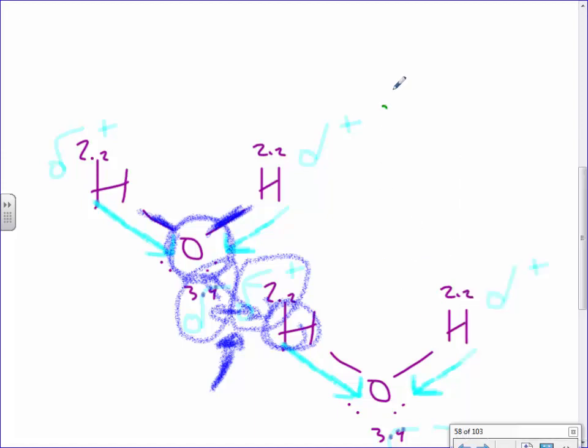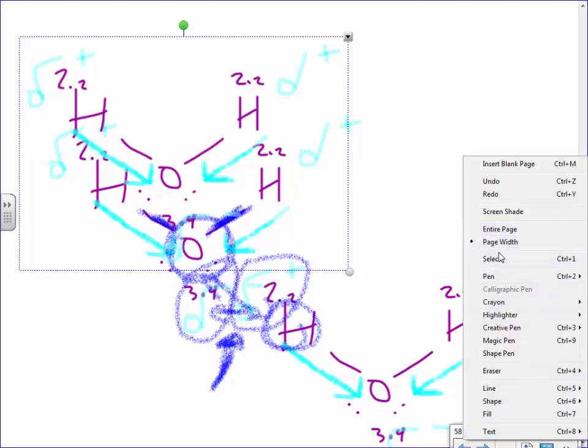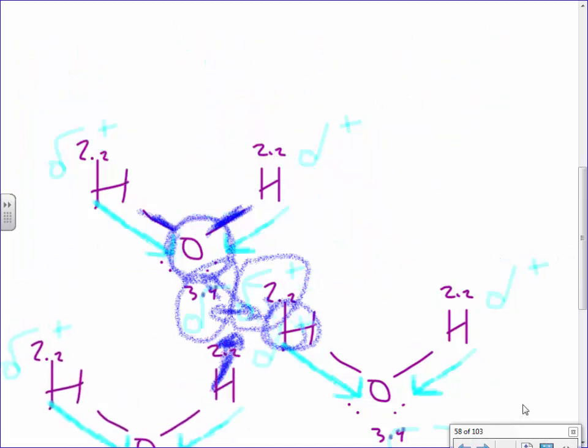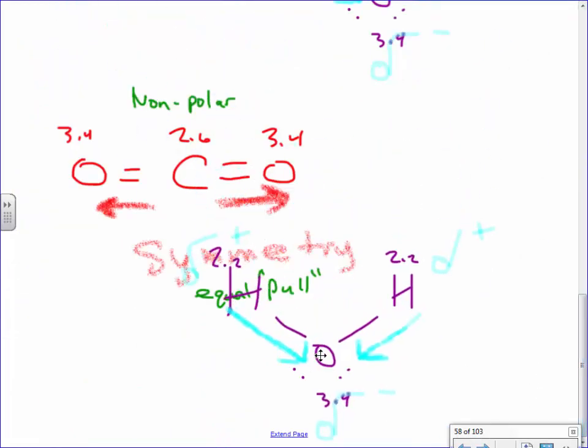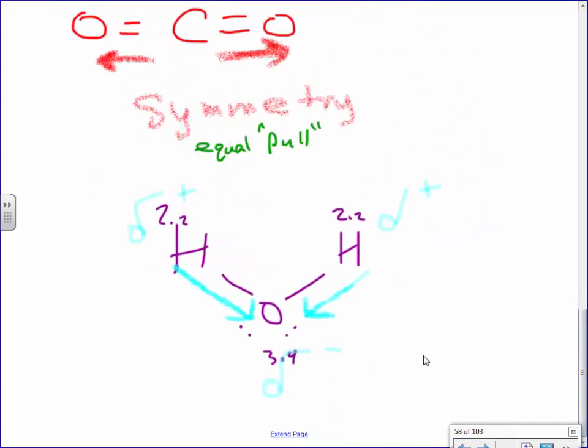I should be able just to paste a new one on there, right? Paste. There we go. Here's that water molecule that I did earlier. Let's bring it down to the bottom. Here's water. Is this one symmetrical? Well, not in the same way.